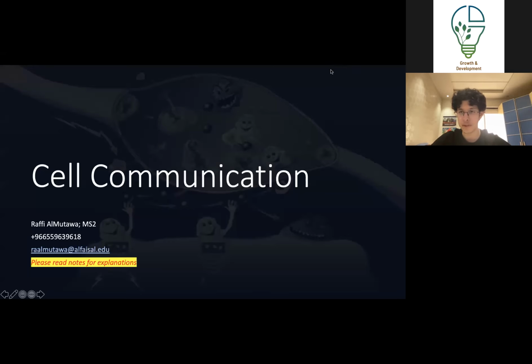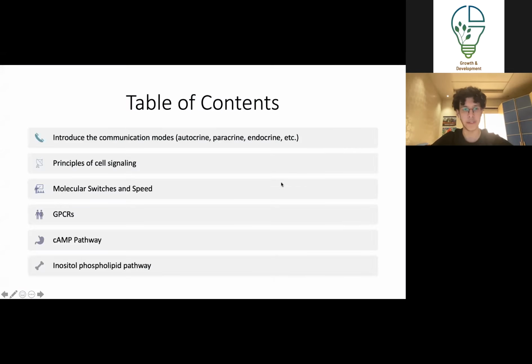Let me just put this away. All right. So these are our objectives for today. My assumption is that the first objective, the introduction to communication modes, is quite easy. I think everyone has a decent idea of it if you've been through this lecture before. We're still going to go through it regardless. The principles of cell signaling is also quite an easy objective. We'll go through it regardless. Now, I think here, the molecular switches in speed.